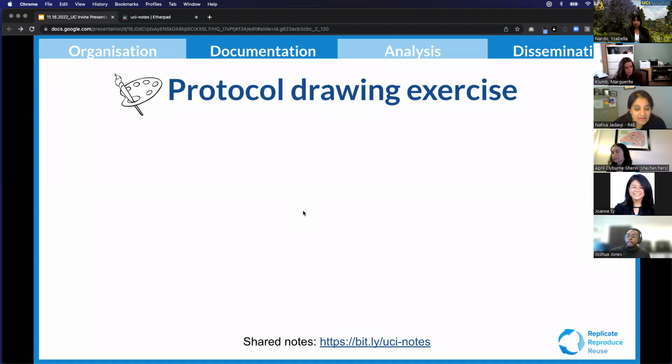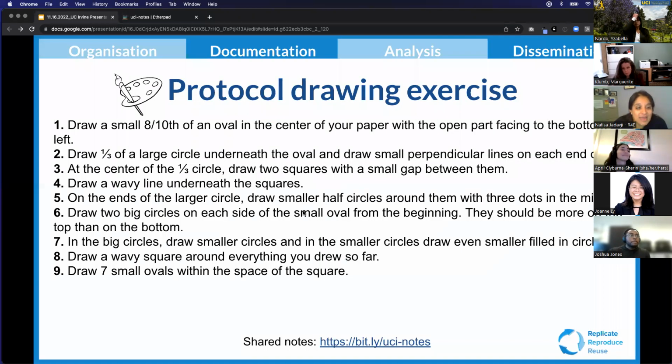Next slide. So we'll share this protocol with you. Can you just go through steps 1 to 9, do each step, and then you'll come out with something. We'll give you a few minutes to do that.